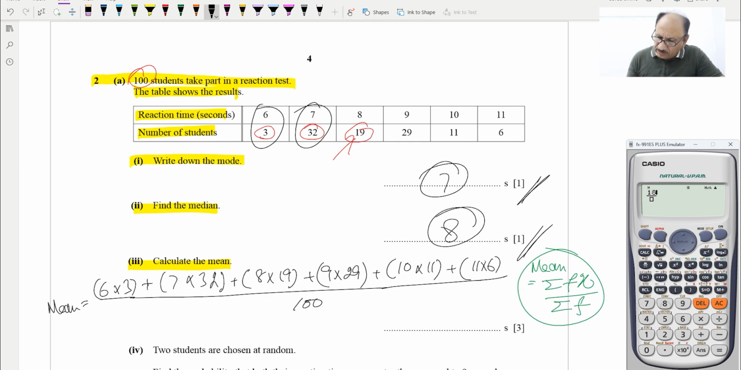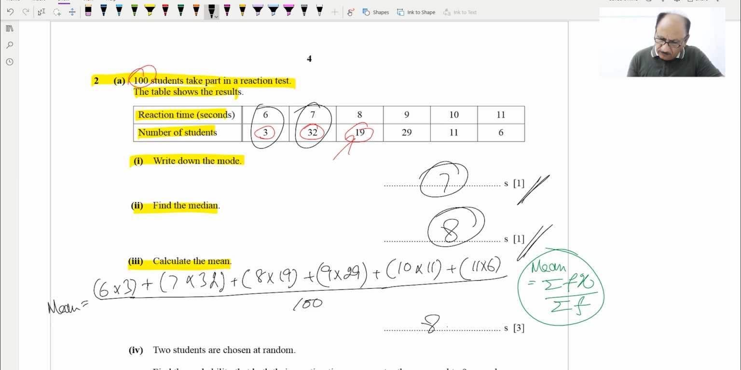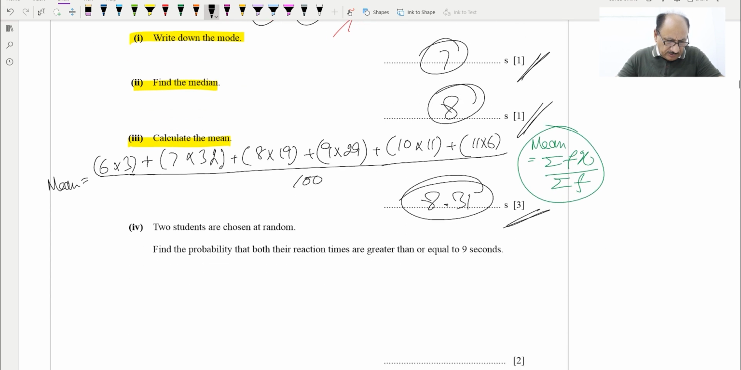So we can write 18 first, plus 7 into 32, and then plus 8 multiplied by 19, and then plus 9 multiplied by 29, and plus 10 times 11 will be 110, and plus 66, and divided by 100, and this will give us 8.31. So 8.31 will be our final answer for 3 marks. Hopefully you understand this as well.